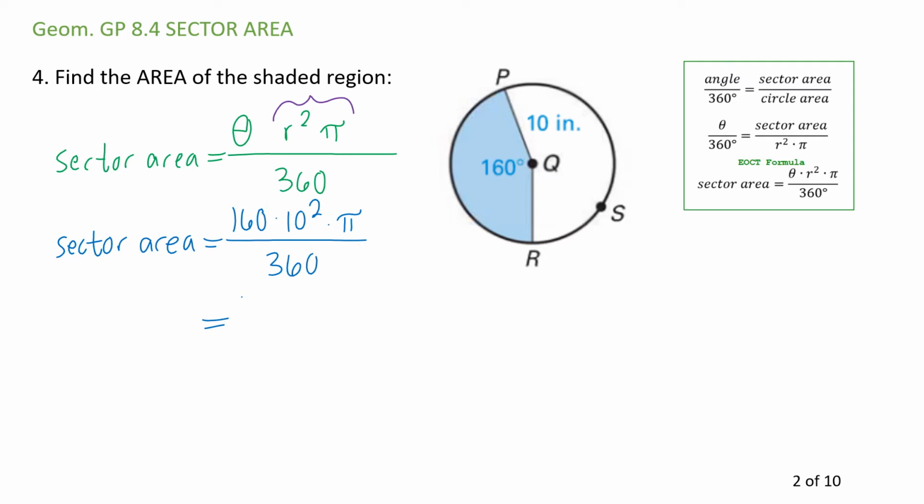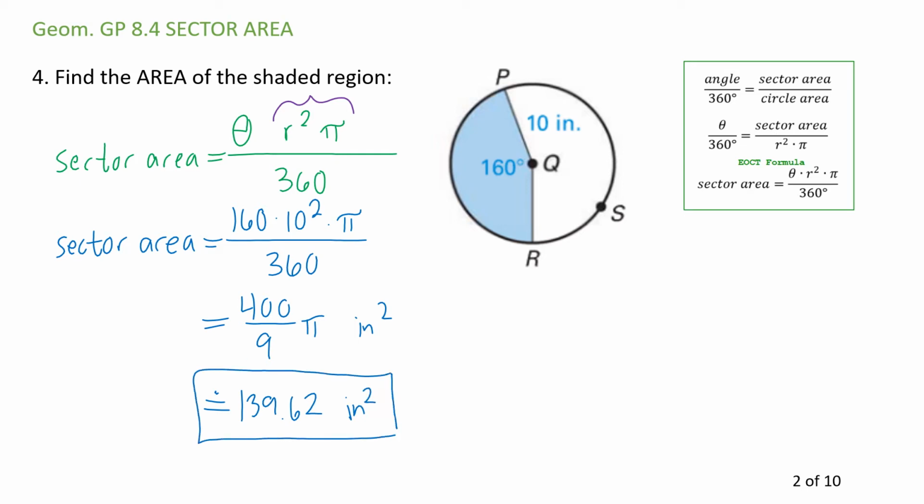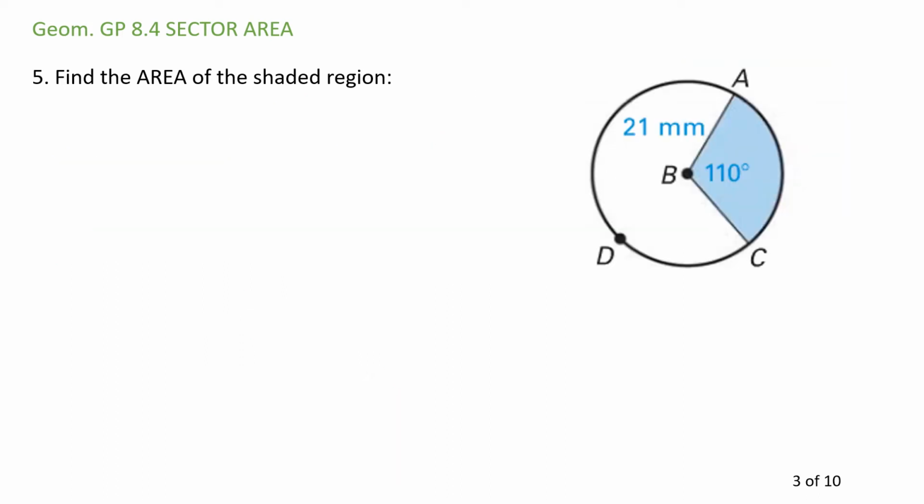I'm getting 400 over 9 pi, and this is inches squared. That's a perfectly acceptable answer, but most people would probably prefer a decimal approximation, so 139 square inches. If I were to compare that with the entire circle, it would be 314 inches squared, so about half.